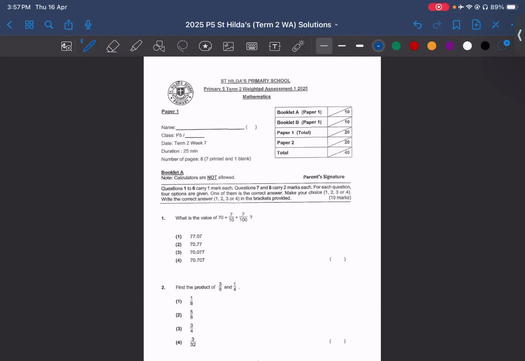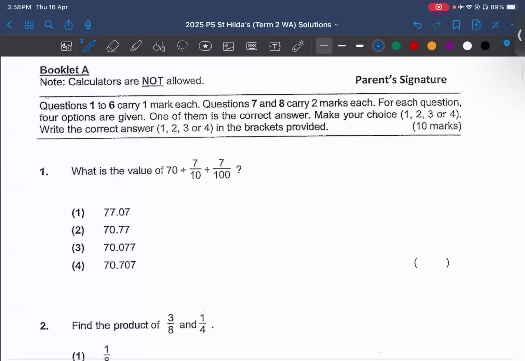St. Hilda's Primary School, Primary 5, Term 2 Weighted Assessment 1, 2025. For this practice paper, we actually have two papers, paper 1 and paper 2. For paper 1, calculators are not allowed. Okay, so we start with question 1.